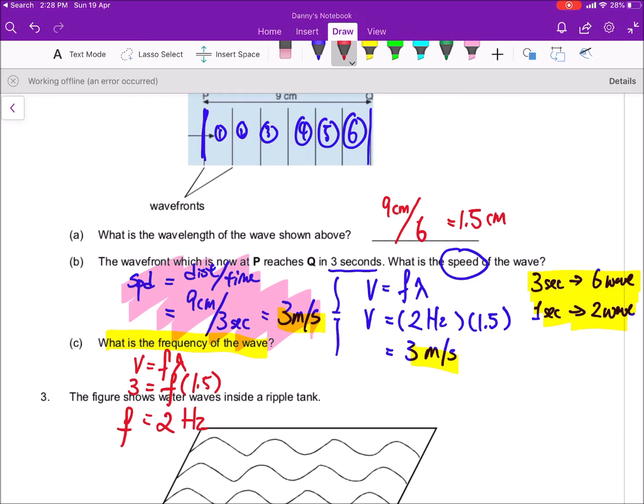So just remember, the speed of wave is either given by v equals f lambda, or you can also measure the speed of wave by looking at how fast the crest has traveled.